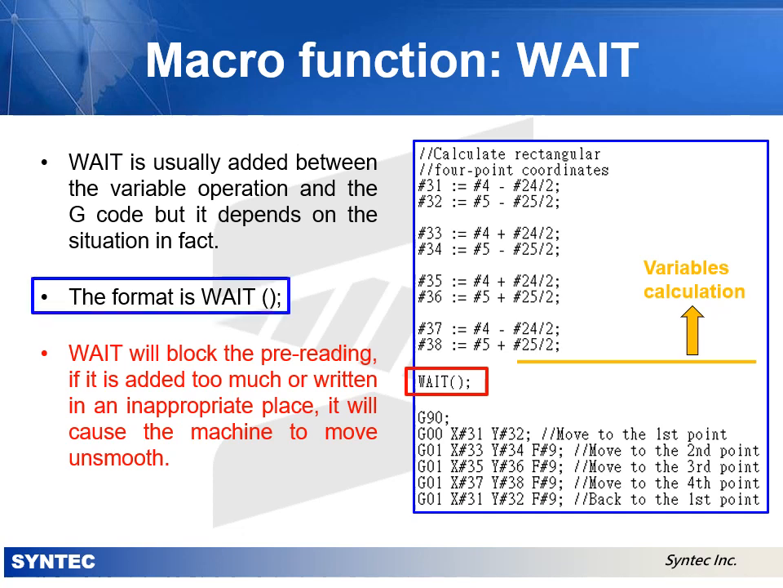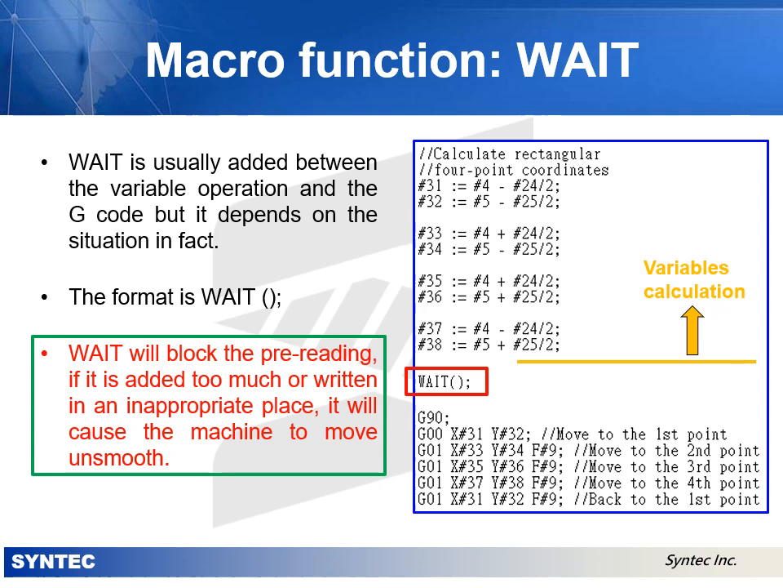Just input wait followed by brackets, and also have a semicolon at the end. Wait will block the pre-reading. The user must understand that if it is added too much or written in an inappropriate place, it will cause the machine to move unsmoothly.